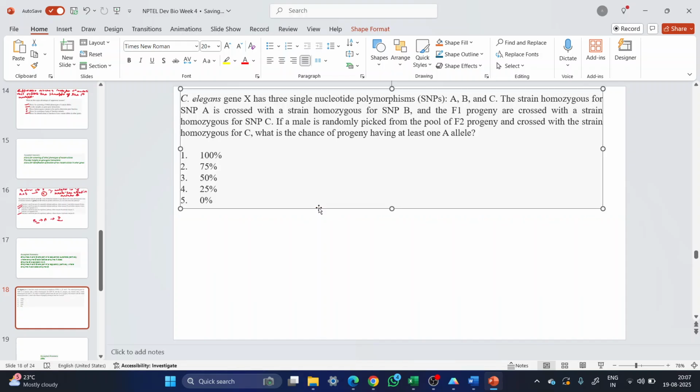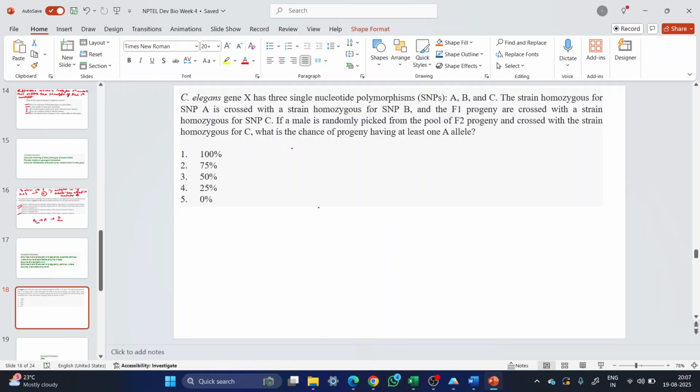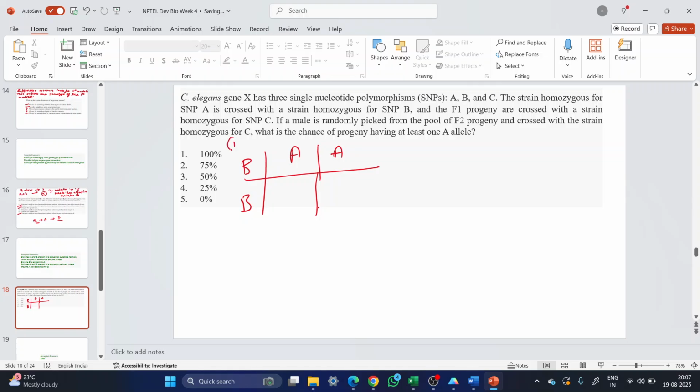What the question says: C. elegans gene X has three single nucleotide polymorphisms, A, B, and C. The strain homozygous for SNP A, so homozygous for SNP A means it would be AA, is crossed with a strain homozygous for SNP B. So AA is crossed with B. This is the first thing they are saying. So what is formed? AB, AB, AB, AB. This is the F1 progeny.